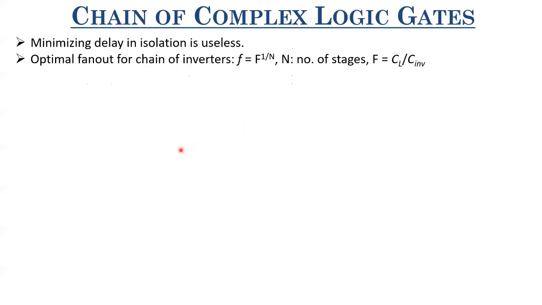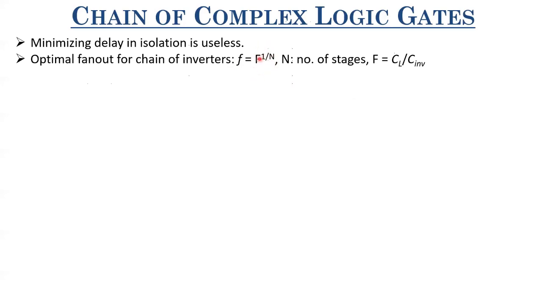When we were discussing a chain of inverters, we found that there was an optimal fan out, a factor by which we had to upscale each of the inverters in the chain, right? If the first inverter is sized as 1, the second inverter would be sized F, then F squared, then F cubed, and so on. And what was this optimal fan out F? We found that the optimal fan out F was equal to capital F raised to the power 1 by N, that is, the Nth root of capital F.